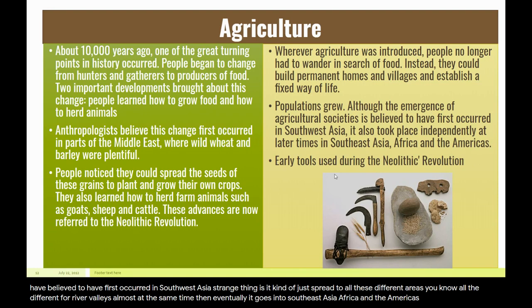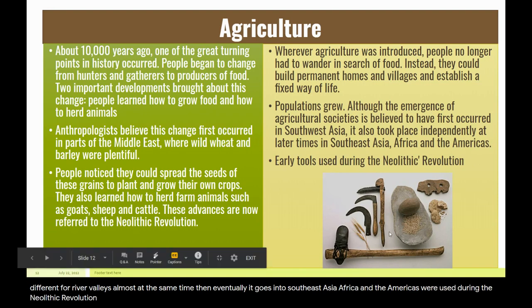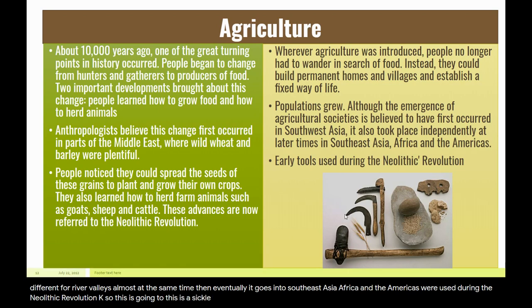So, early tools that were used during the Neolithic Revolution. Okay, so this is a sickle or scythe, and it's actually going to cut the wheat. And here's one to grind the millet or whatever different types of grains that you have to turn it into bread.